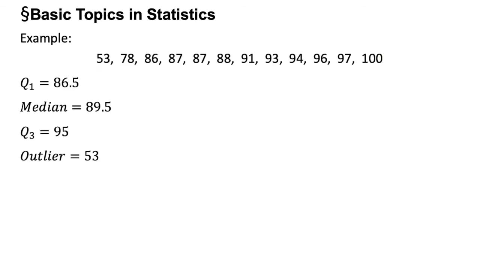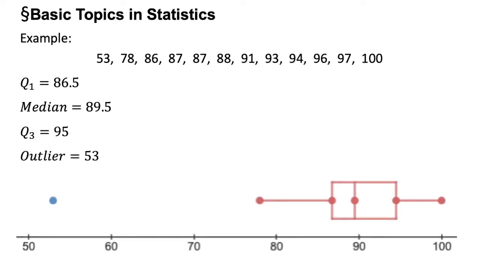Now using this information, we can draw the box plot. So we can see that the first quartile marks the left side of the box. The third quartile marks the right side of the box, and we draw a vertical line in the box for the median at 89.5. Then we extend the whisker lines to 78 and 100, and then we mark the outlier outside, wherever it lands, at 53.